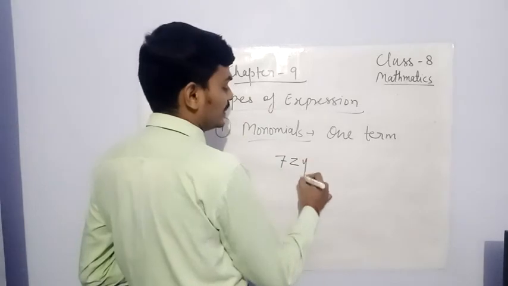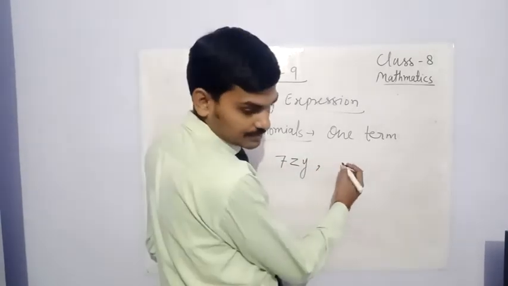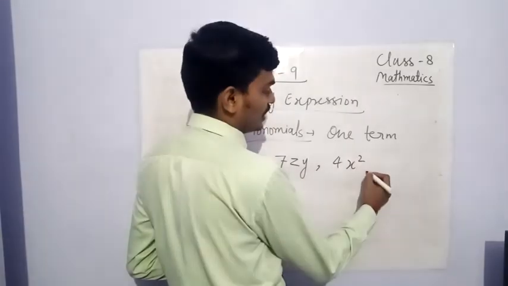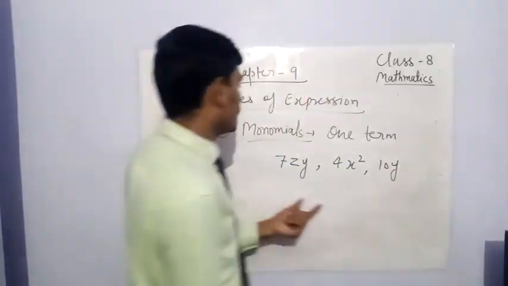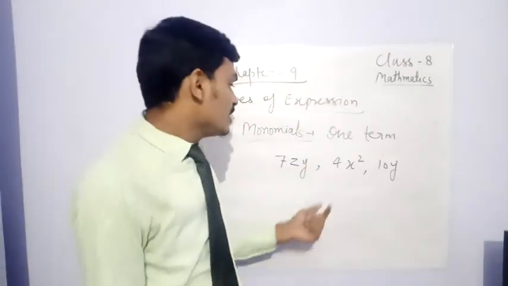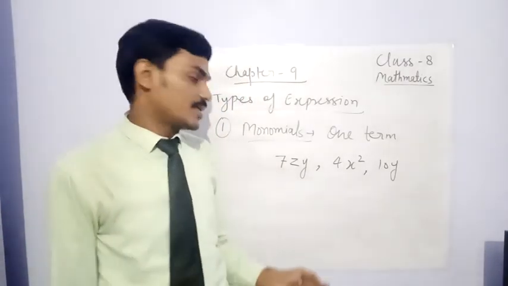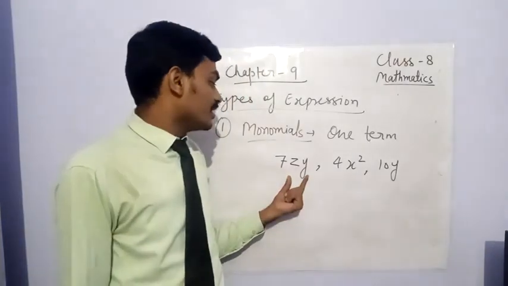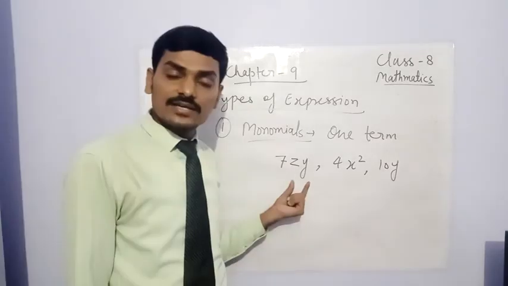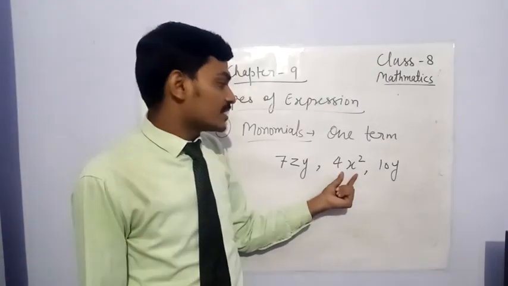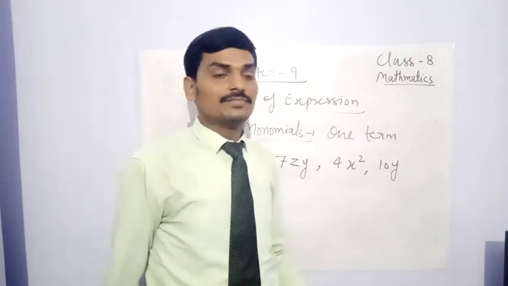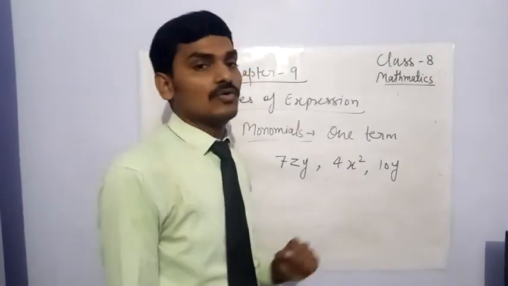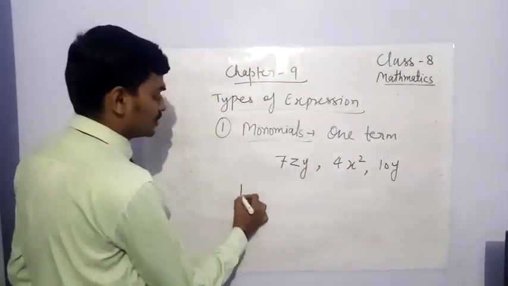For example, 7zy, 4x square, 10y. These all are monomials because only one term is present in each. 7zy is one term, 4x square is another term, and 10y is only one term. So this is known as a monomial.